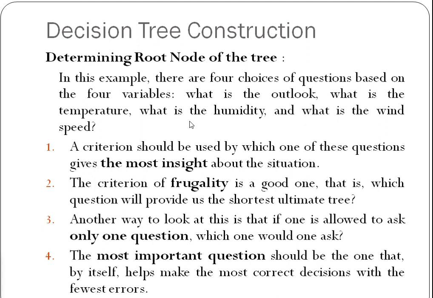So the first task is to determine the root node. How do we find the root node? We have four variables. So the question we can ask is what is the outlook, or what is the temperature, or what is the humidity, or what is the wind speed. Those are the four questions we can ask. But among these four questions, the criterion should be which one of these questions gives the most insight about the situation. So it is like selecting a question which gives the most insight.